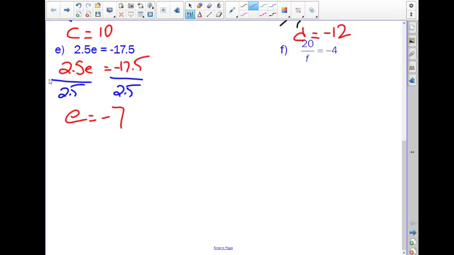Last question, 20 divided by f equals negative 4. This question's goofy because the letter's on the bottom. And because the letter's on the bottom, we have a different approach. We are going to cross multiply. And when we cross multiply, what we do is we multiply the top times the bottom of the other fraction and the other top times the other bottom of the fraction. And we set them equal to one another. So negative 4 times f is negative 4f. 20 times 1 is 20.